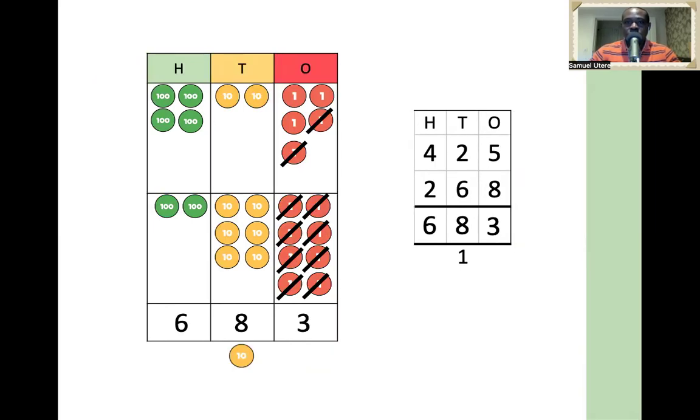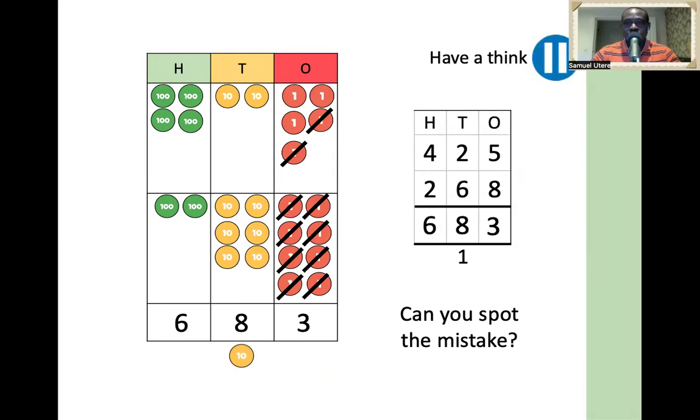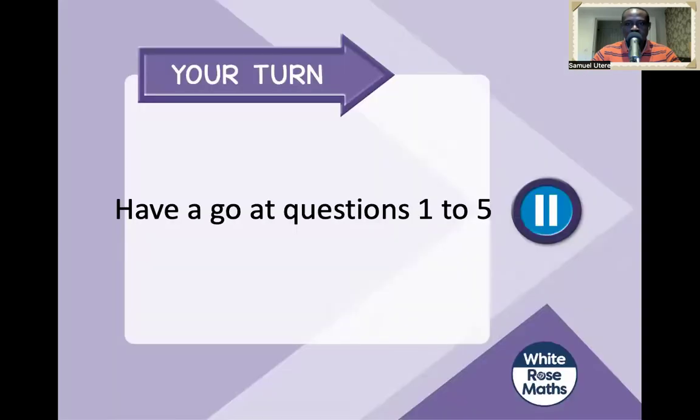So for this one, we can see that 5 ones and 8 ones will give us 13 ones, but we can use 10 ones. Okay, you can see that's why we've written it there. But what mistake has taken place? Can you spot it? Yes, you can see that that one should be just 1, not 10. You can see somebody has written 10 there.